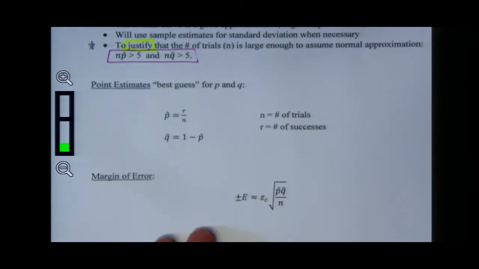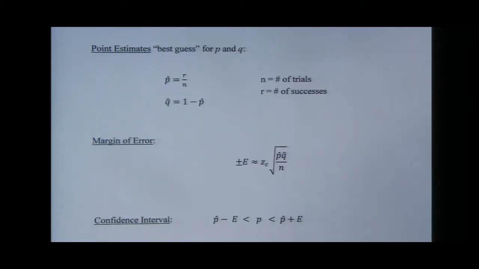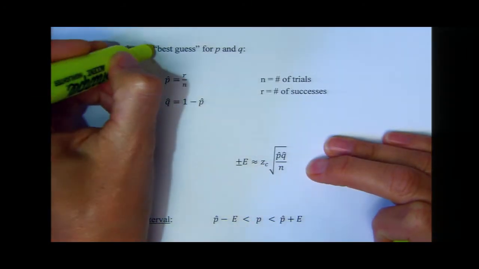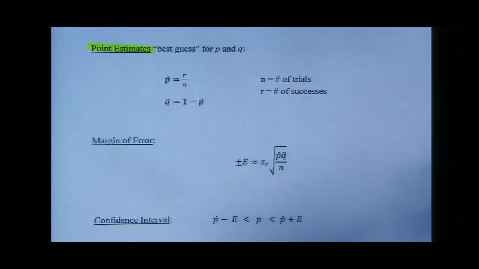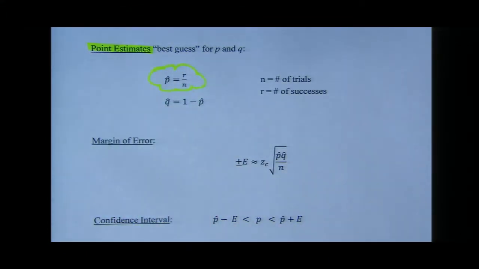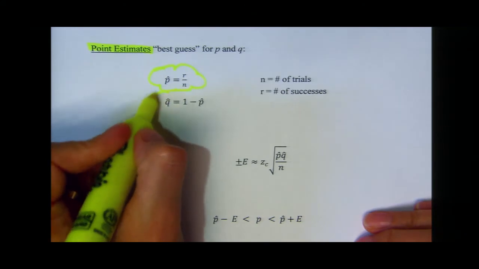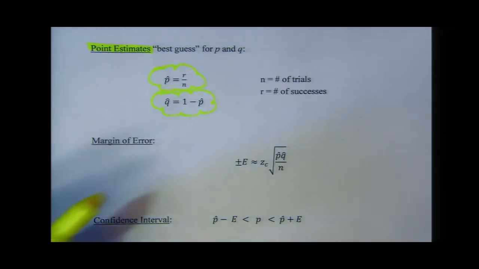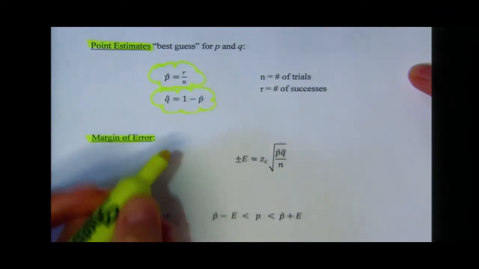Okay, so point estimates. So point estimates for P and Q are going to be P hat and Q hat. In order to calculate P hat, you use this formula here, which is R, your number of successes, divided by N, your number of trials. And then once you calculate P hat, you can find Q hat because they are complements. Once we have P hat and Q hat, then we can calculate the margin of error.